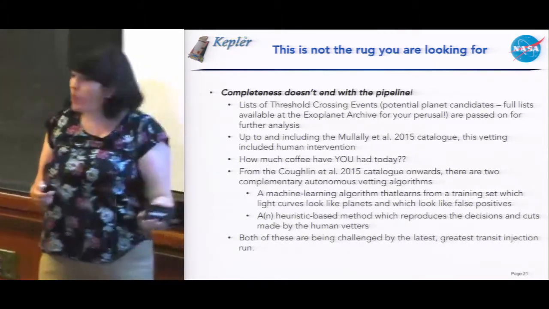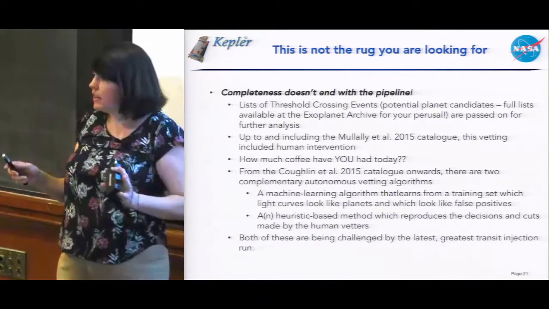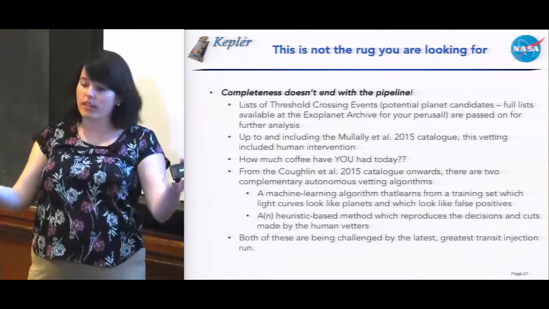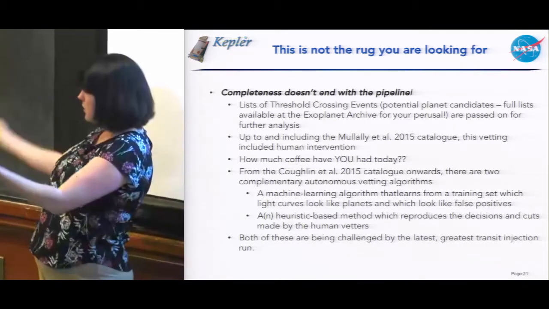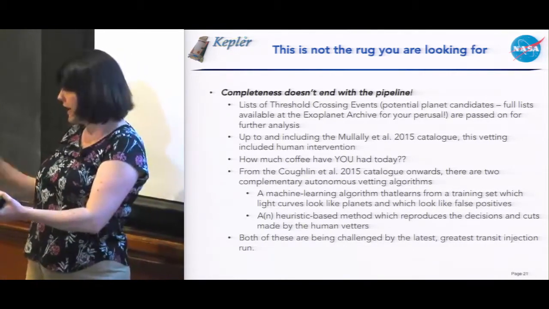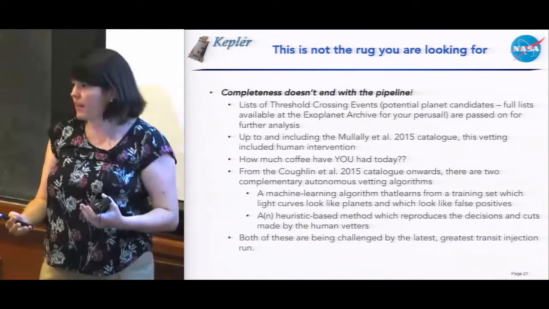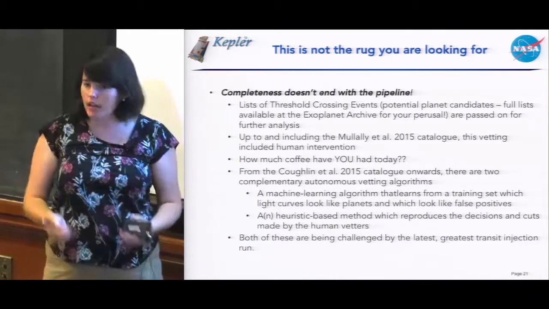One of them, if you saw the talk yesterday by Joe Catanzarite, who's here, he has a poster outside. One of them is a machine learning algorithm, which basically looks at all of the things we've ever called planet candidates and then looks at all the light curves and says, okay, well, I think these are planet candidates and I think they're not.